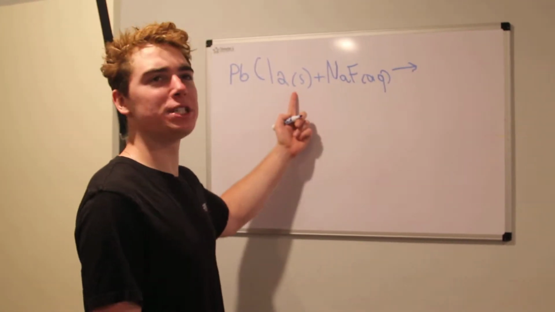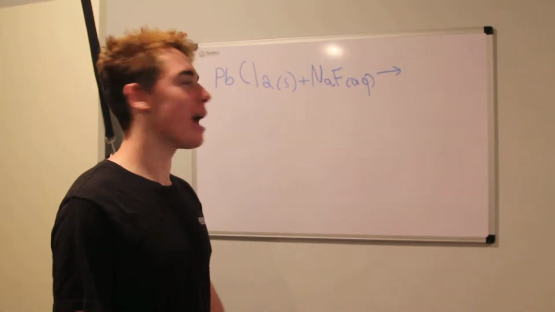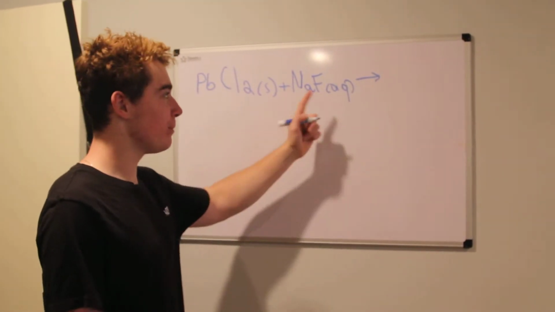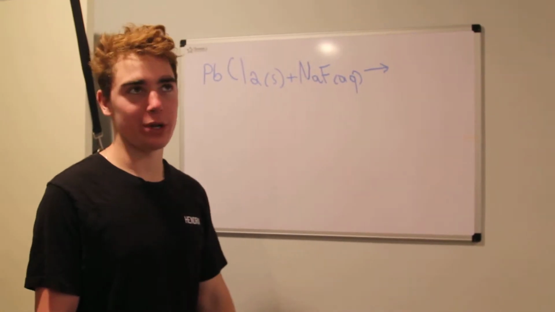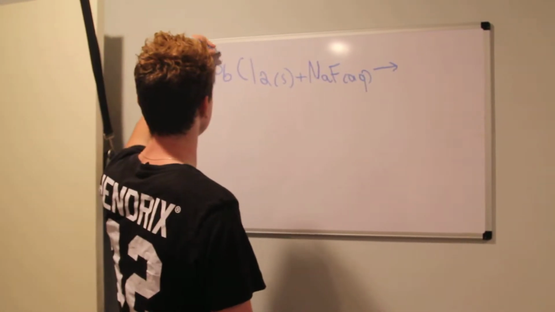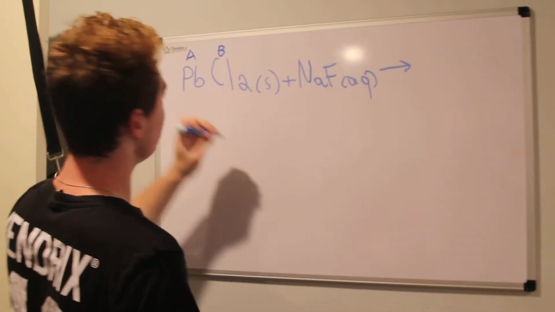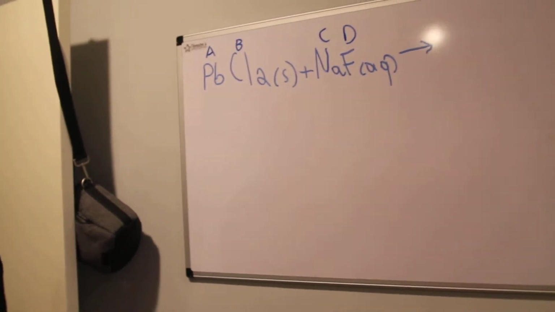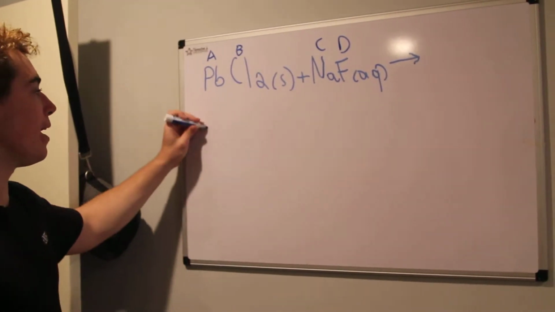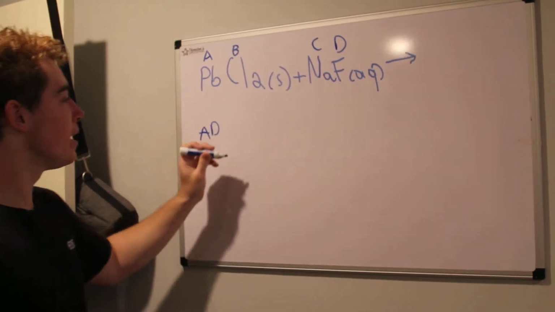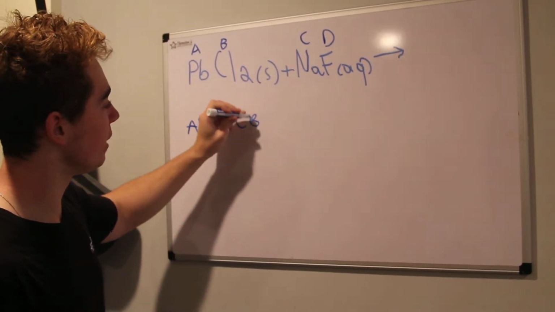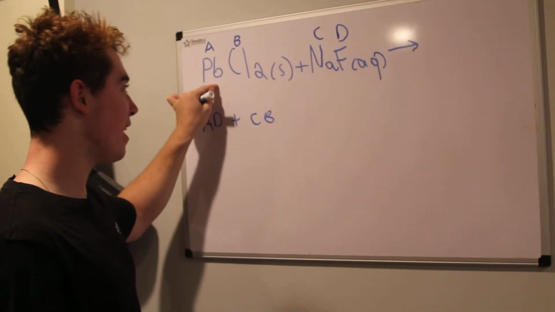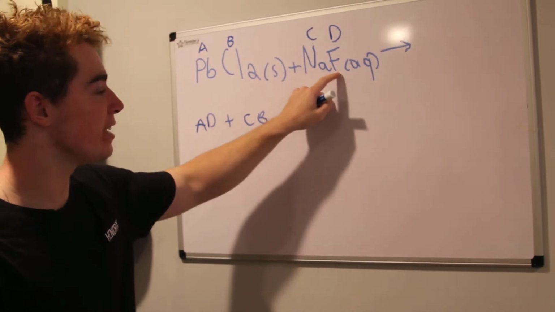This is an example of a double displacement reaction. In here we have lead chloride, which is a solid, and sodium fluoride, which is aqueous. So here's what we do. Imagine this is A, this is B, this is C, and this is D. In a double displacement reaction, we put A with D plus C with B. So A is lead and D is fluoride.